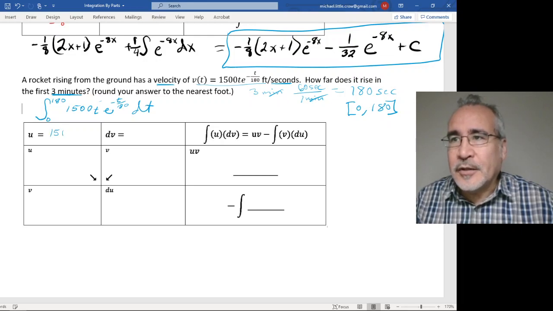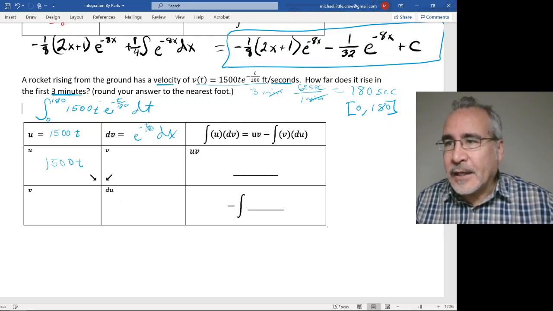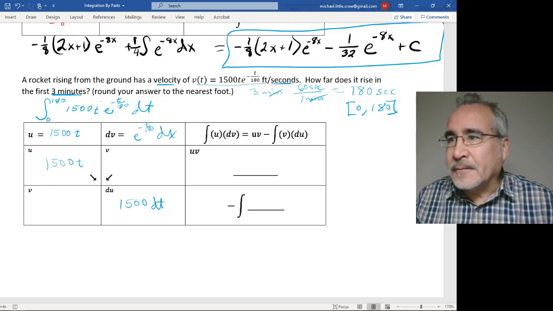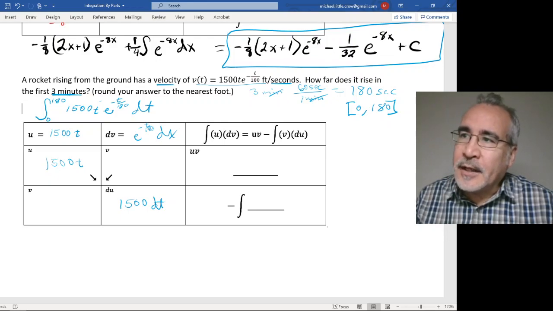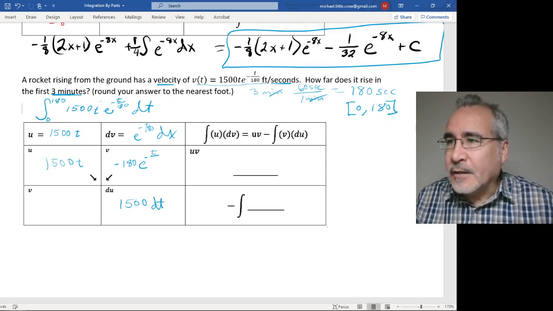If we were going to, I'll just leave it in color because I'm not going to use it actually. I'm going to show you we can do it with the calculator. I would put this part as my u. I would put e to the minus t over 180 dt. This is the part I would integrate. This is the part I would differentiate. This one's not too bad. You get 1500 dt, right? So that'll just go there. This one's not too bad. You get, and actually since the 180 is in the denominator, it's going to flip, and so you're going to get minus 180 e to the minus t over 180.